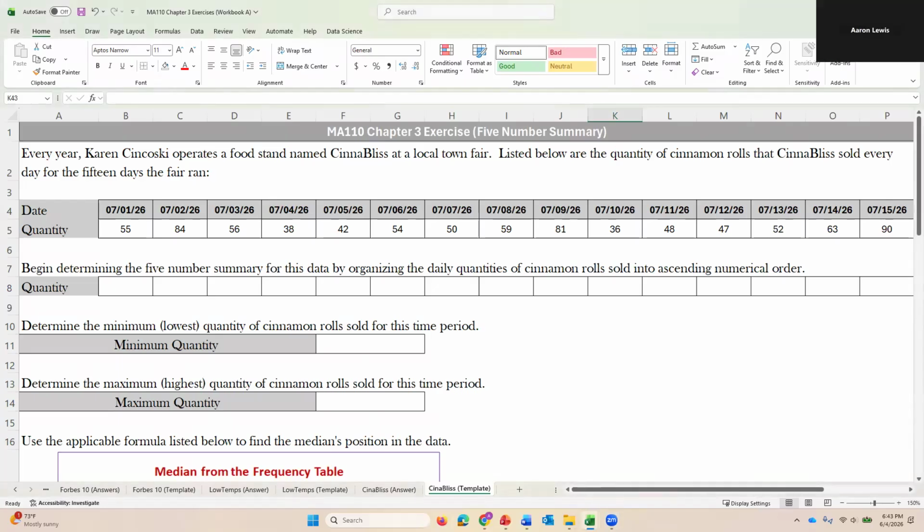In this example, we're tasked with finding a five number summary for a set of data. This particular set of data is the sales quantity of cinnamon rolls sold by Cinnabliss during the 15 days of a town fair. So what is a five number summary? It's a measure of the variation within your data set.